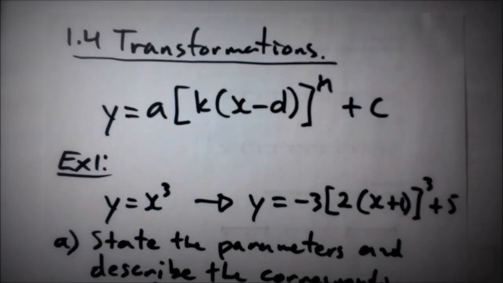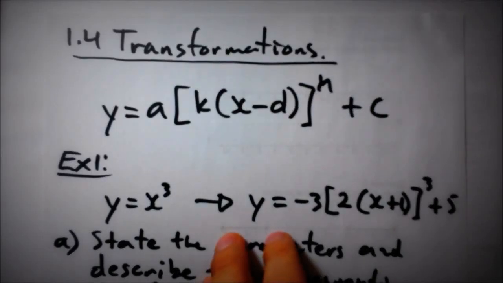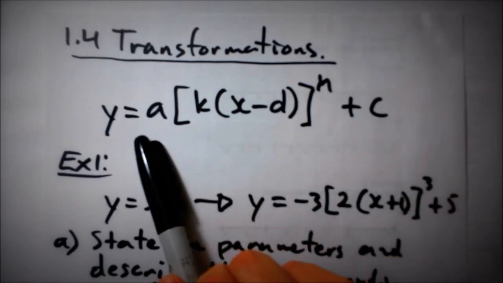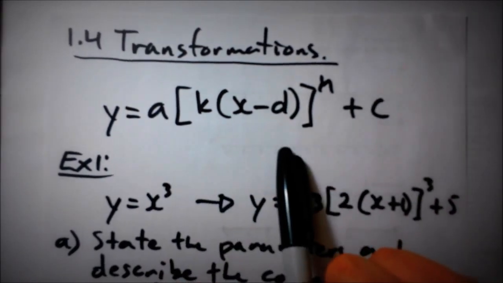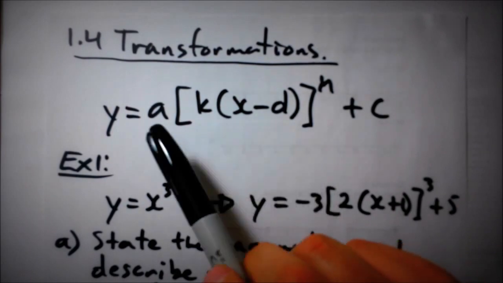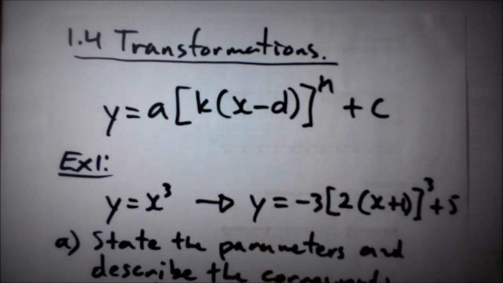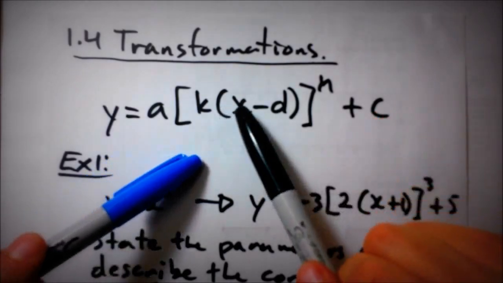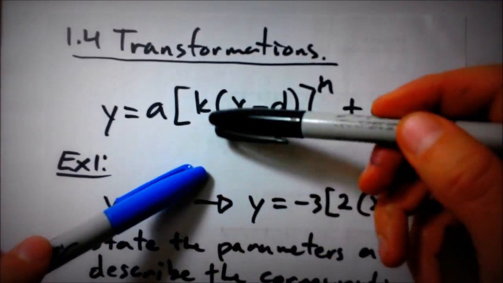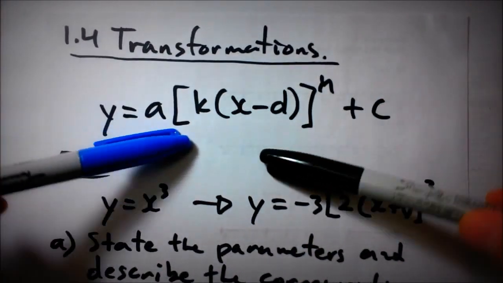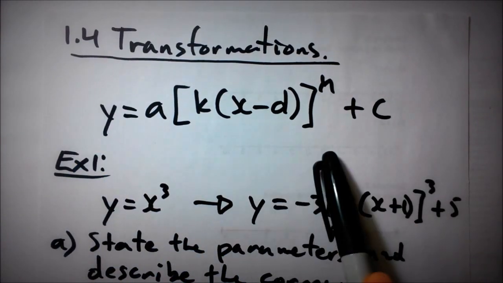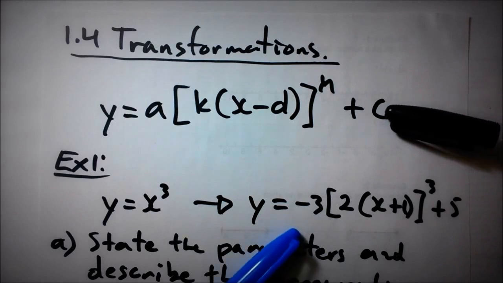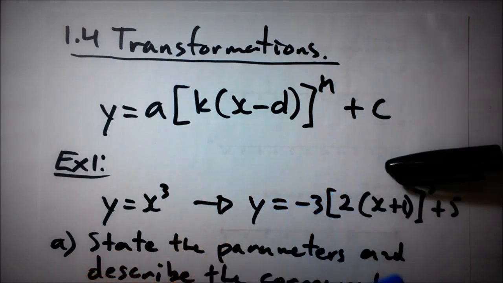Good, let's look now at some transformations of power functions. So here we have the general, you could say, vertex form of a power function. We know that A is responsible for vertical stretch or compression. K is responsible for a horizontal stretch or compression. D for a horizontal shift, either left or right. And C for a vertical shift, either up or down.